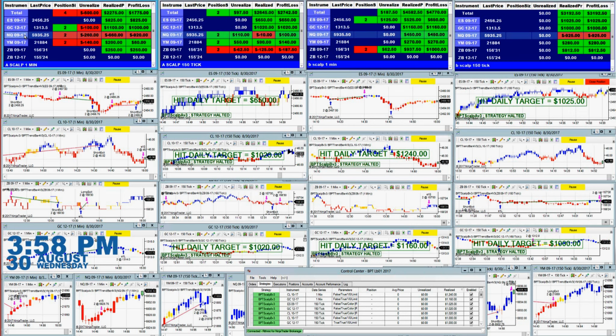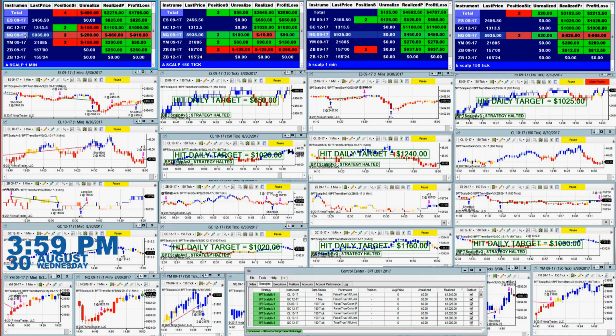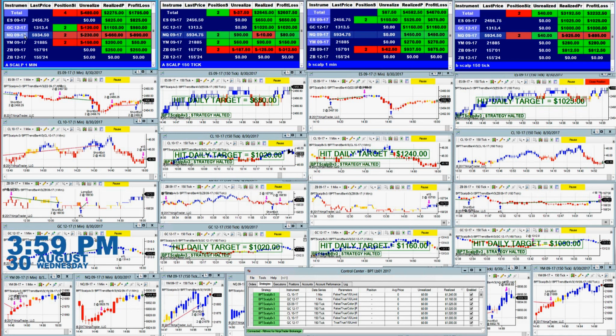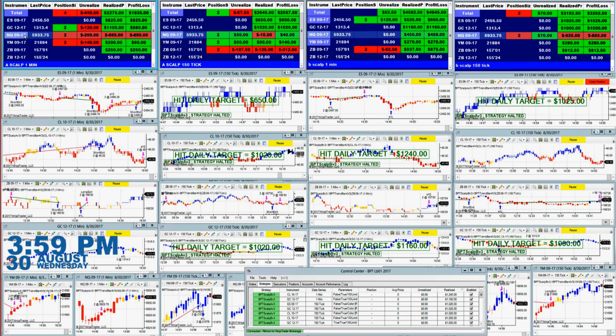The NASDAQ on an A scalper 1 minute didn't make it, the NASDAQ on the 150 ticks did not make it, a little bit on the B scalper 1 minute, and then took a nose down also on the B scalper 150 ticks. So for the guys who are new traders, you said, what's wrong with the auto trade?